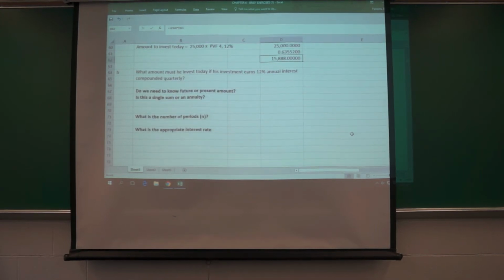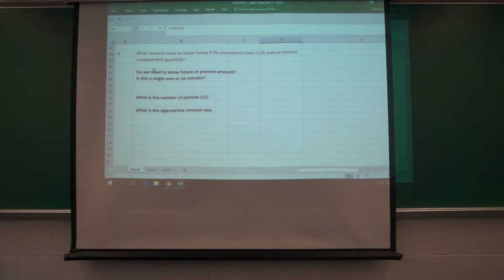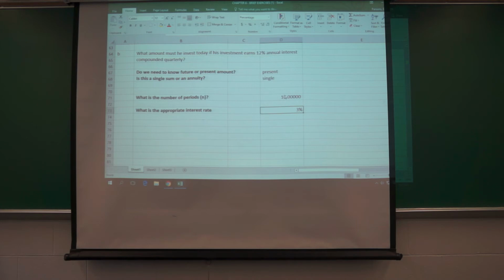Okay, so now, same problem, but what amount must he invest today if it's compounded quarterly? Okay, so here we still need to know the present. It's still a single sum, so that gets us to that table, present value, single sum of 1. But now, quarterly, you had 4 periods, so now, quarterly, that's going to be 16, because there's 4 periods each year. The appropriate interest rate, 12% per year, but now we have to convert that to quarters. So we would end up with a 3% interest rate per quarter, okay?